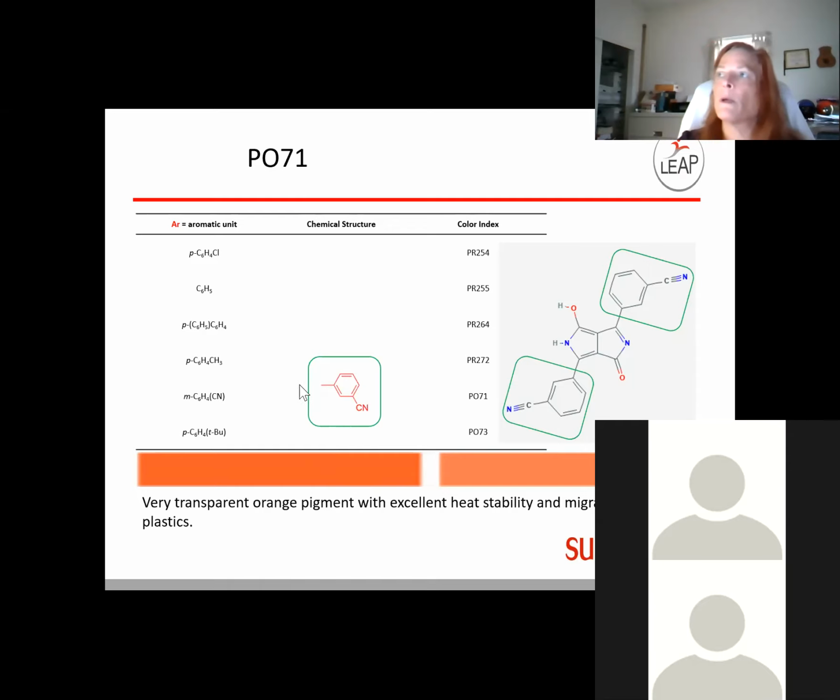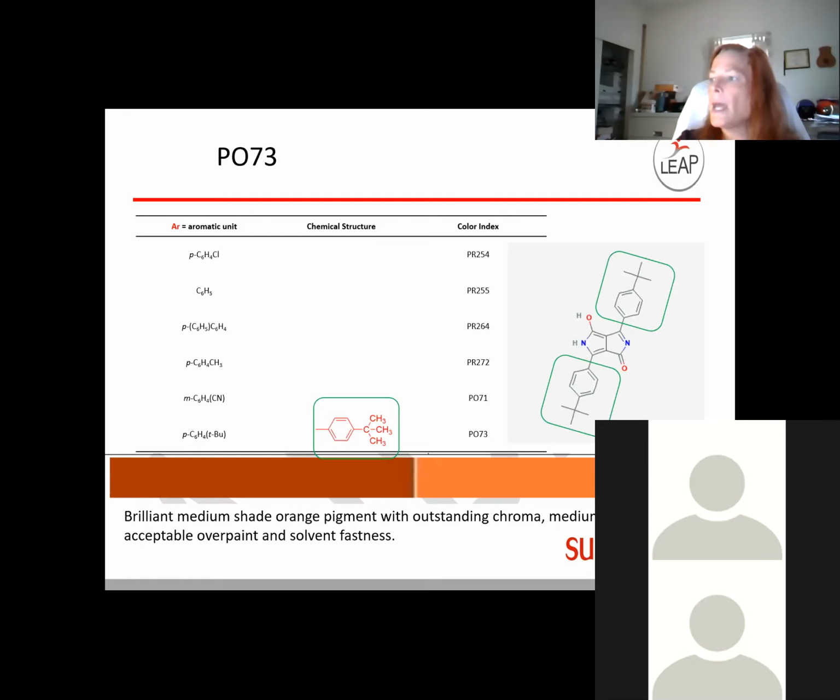So back to pigment orange 71. This was actually a very transparent orange pigment. It has excellent heat stability and migration fastness for plastics. And the last one in the series is the orange 73. This is a brilliant medium shade orange pigment with outstanding chroma, has medium opacity and acceptable overpaint and solvent fastness for use in coatings.